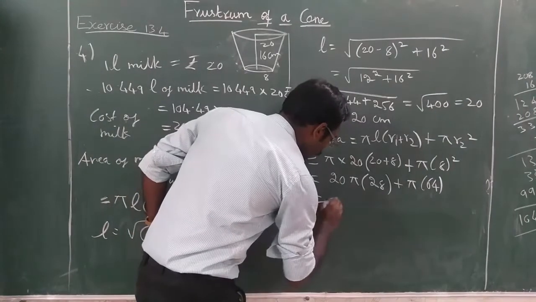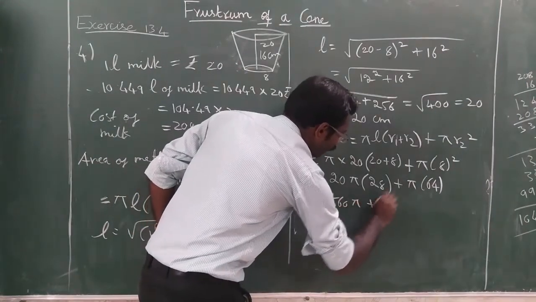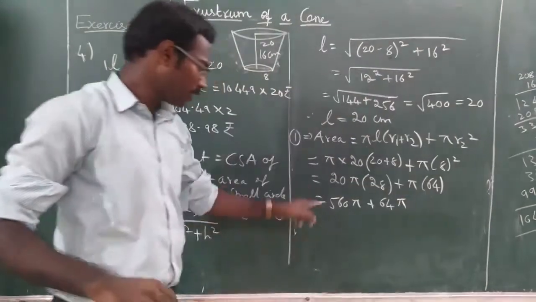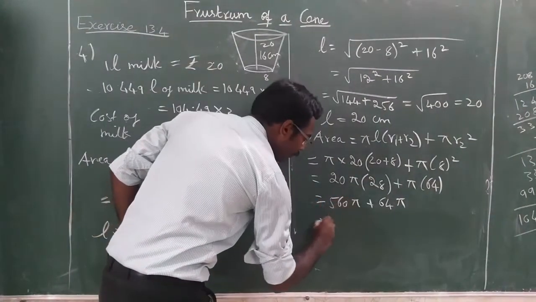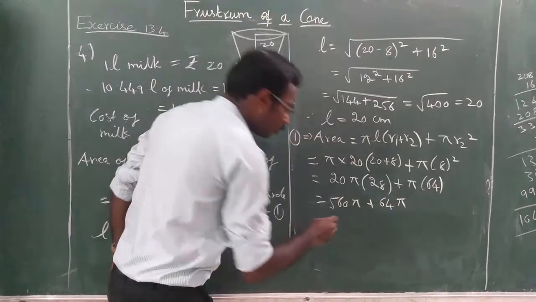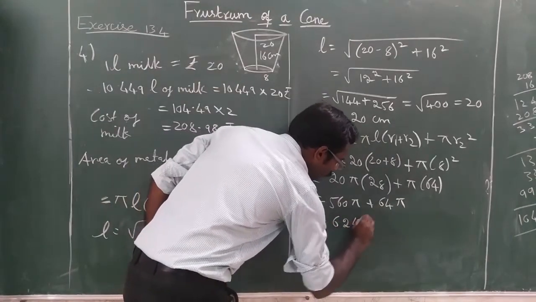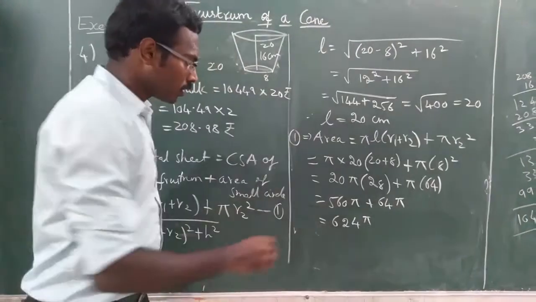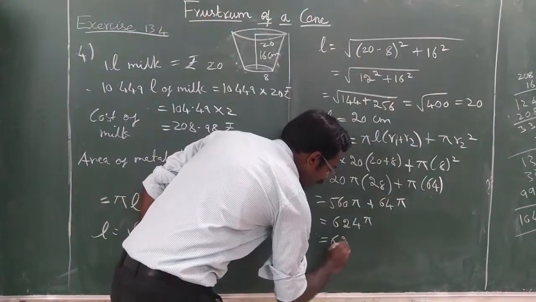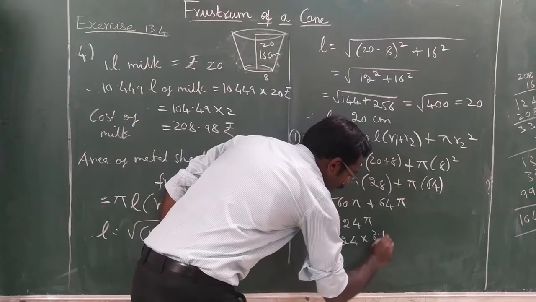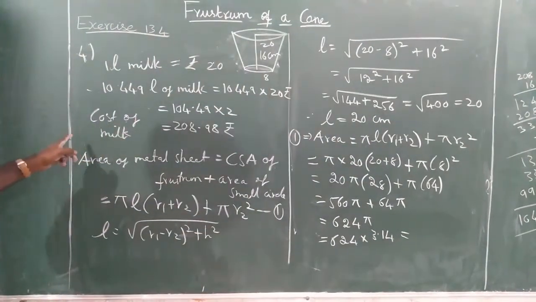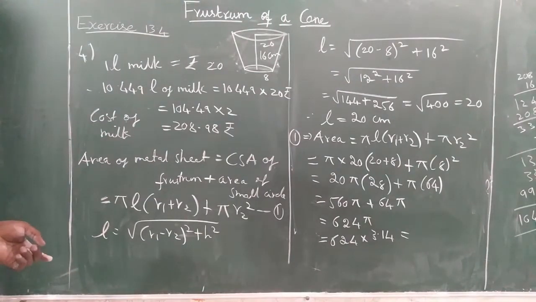So equal to 560 plus 64 pi. Pi into 64, 64. So that is equal to 560 plus 64 is equal to 624 pi. Okay. So now we will apply the value of pi. So that is equal to 624 into 3.14. Okay. Because in the question given pi value is equal to 3.14. So the answer is 624 into 3.14.